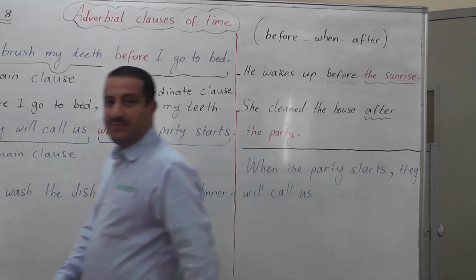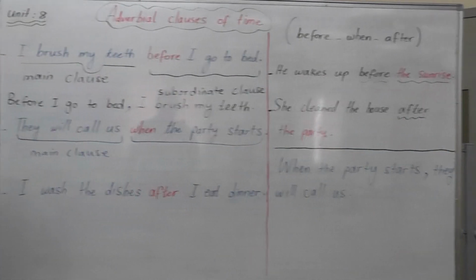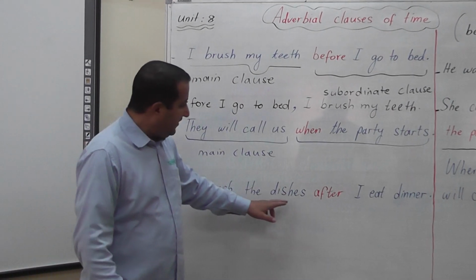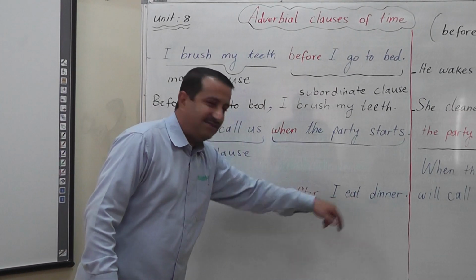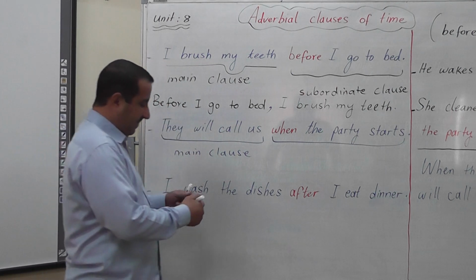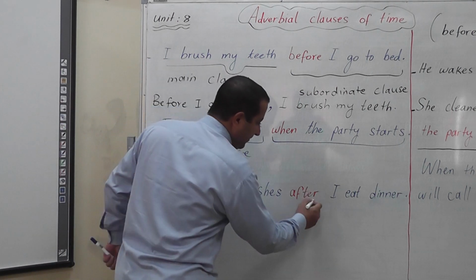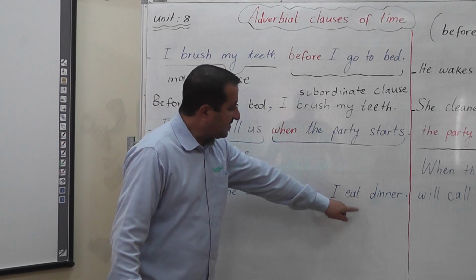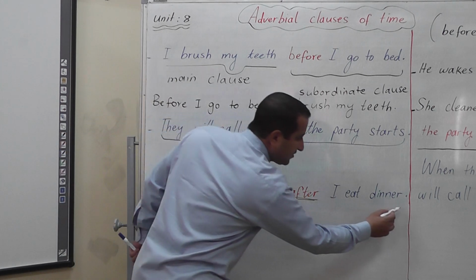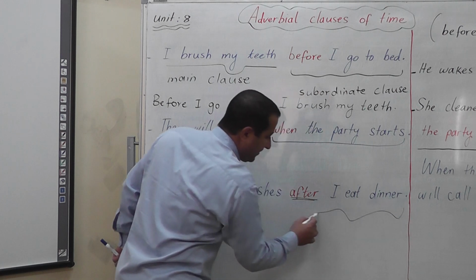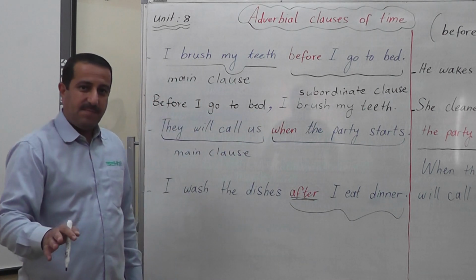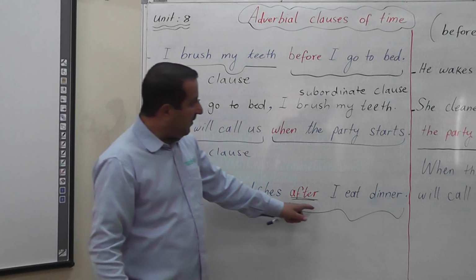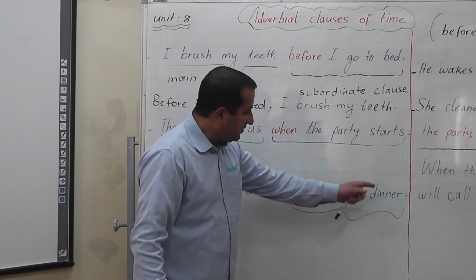The third example, I wash the dishes after I eat dinner. Here we have an adverb that is after, and it is followed by a subordinate clause. So this is called an adverbial clause. So an adverbial clause is a clause that has an adverb followed by a subordinate clause.